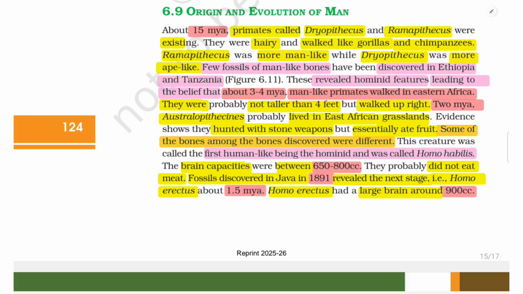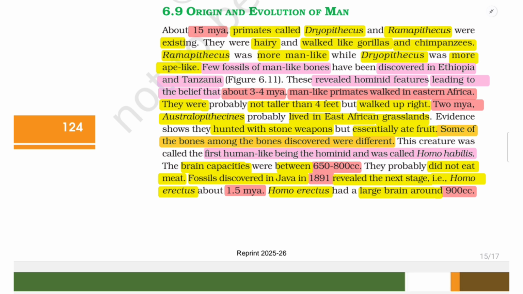Few fossils of man like bones have been discovered in Ethiopia and Tanzania. Figure 6.11. These revealed hominid features, leading to the belief that about 3 to 4 million years ago, man like primates walked in eastern Africa. They were probably not taller than 4 feet but walked upright.